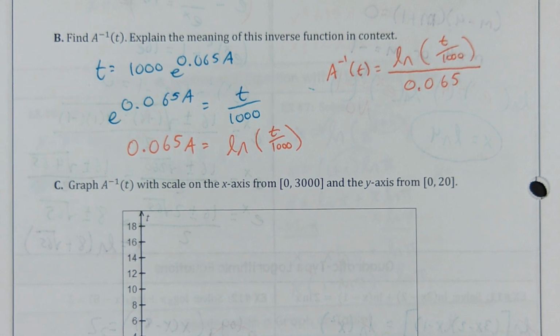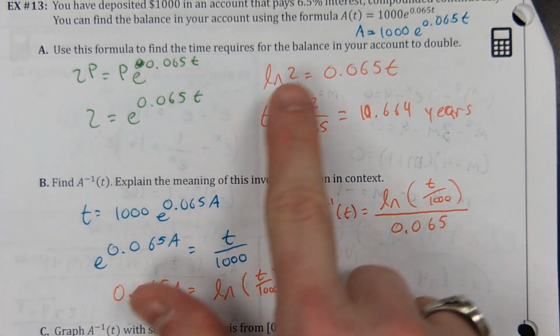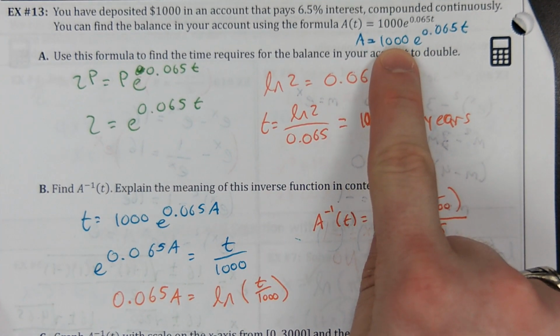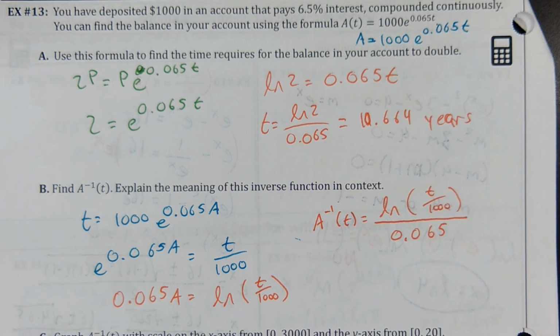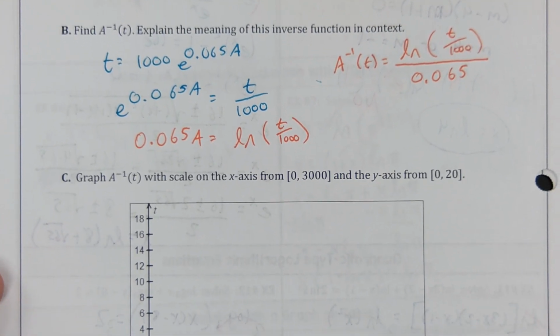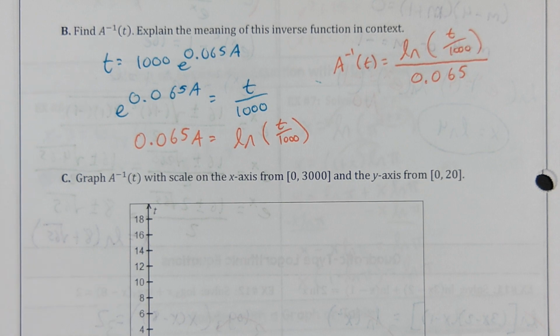So what does this function represent? The amount of money and then... Okay. The original formula represents the amount of money that we'll have after a certain amount of time. Yes. So this one, rather than saying how much money we have after time, this one tells us how much time it takes to reach a certain amount of money.